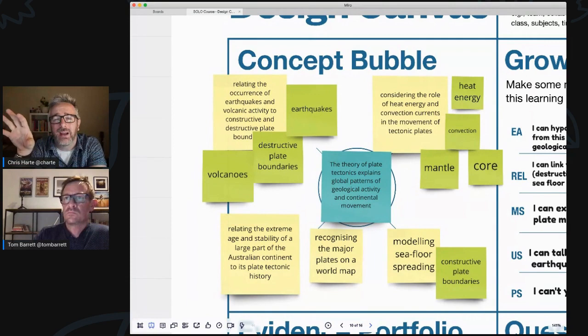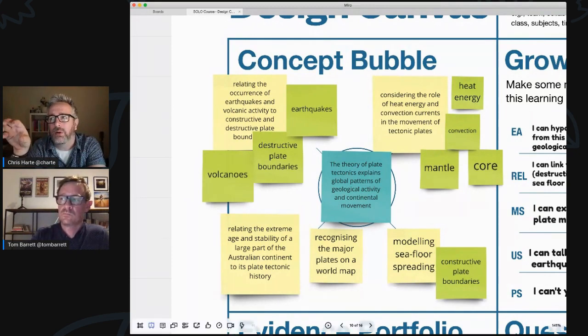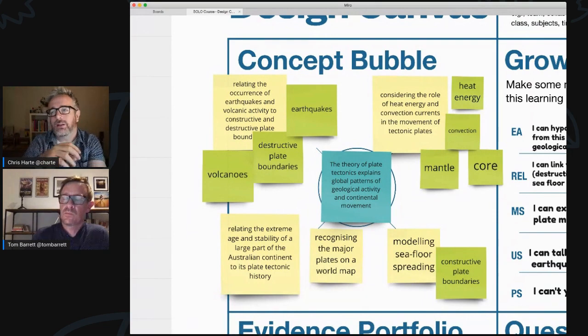What I might be looking at in terms of extended abstract is, well, this is all about global patterns of geological activity and continental movement, but maybe I could think about the impact of these geological activities on humans, for example. Or I might take a system level view. How is the system around the core, creating heat, convection, mantle moving, plates moving, like another, different system? So being able to bridge across to another concept that I've already looked at.